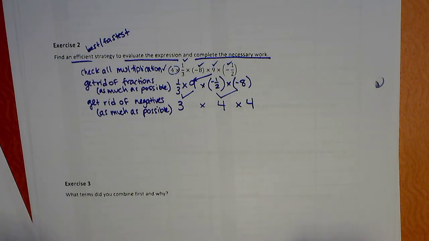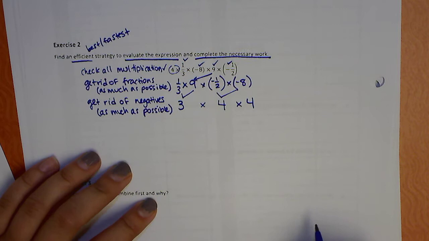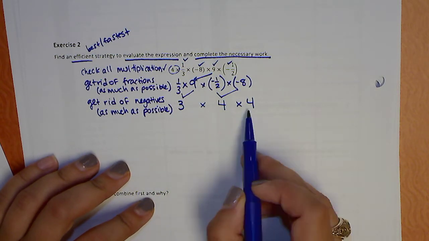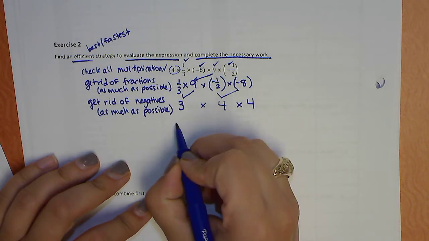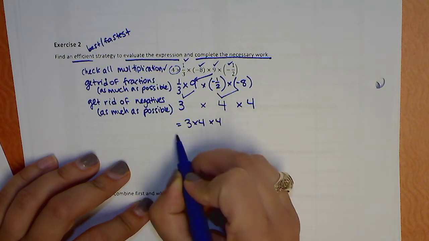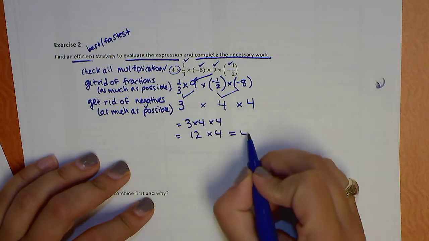Once you've simplified it to something that looks a lot easier to multiply, you can group it however you want. You can do 3 times 4 and then times 12. You can do 4 times 4 and then times 3. Up to you. So 3 times 4 is 12. 12 times 4 is 48.